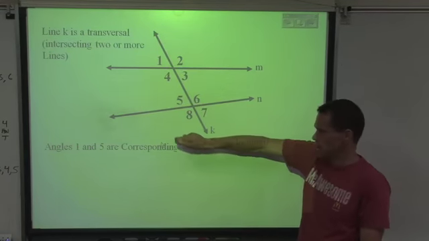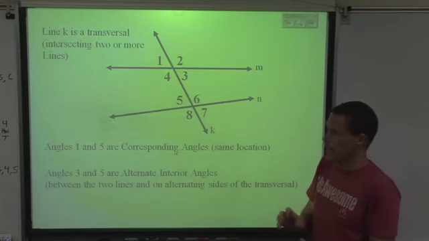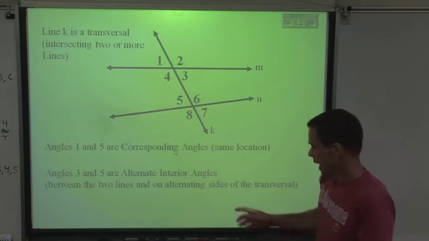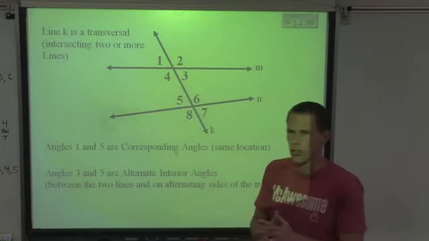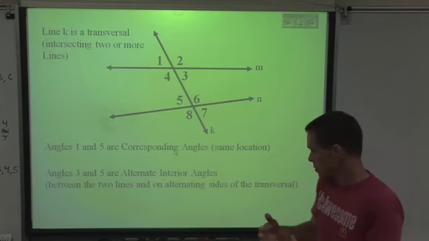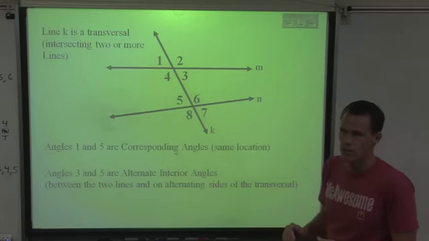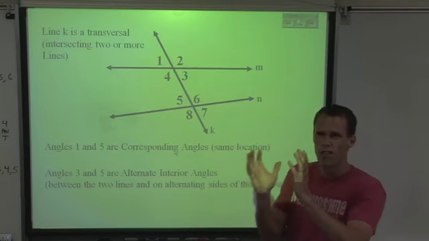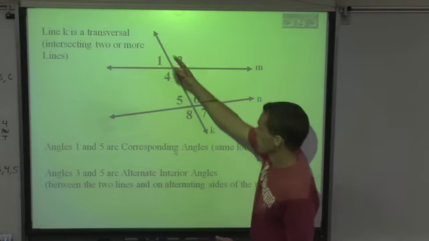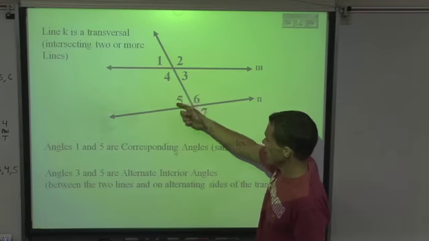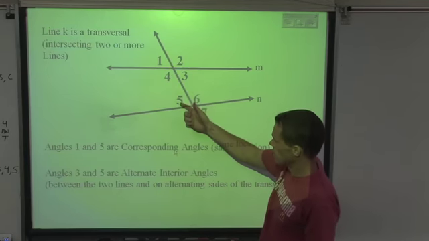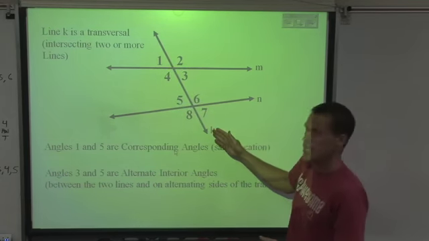Okay, the next relationship is angles 3 and 5. Angles 3 and 5 would be called alternate interior angles. They are between the two lines and on alternating sides of the transversal. Okay, we have alternate, which here is the transversal, and angles 3 and 5 switch sides. 3 is on the right, 5 is on the left of line K.